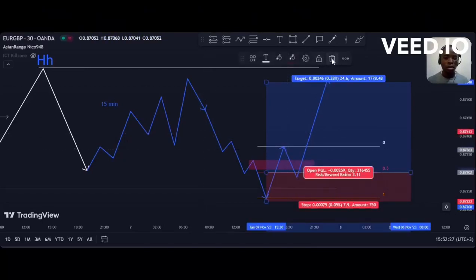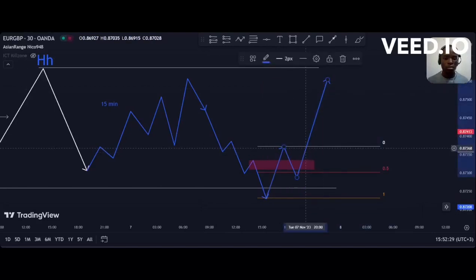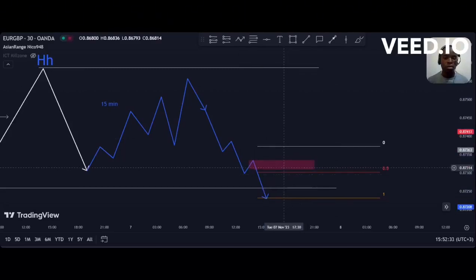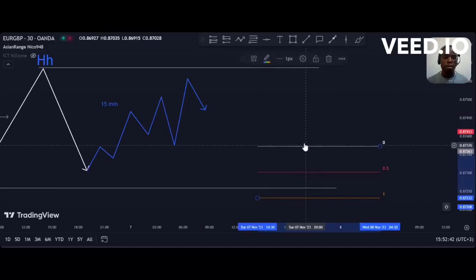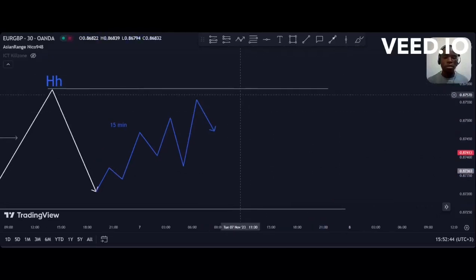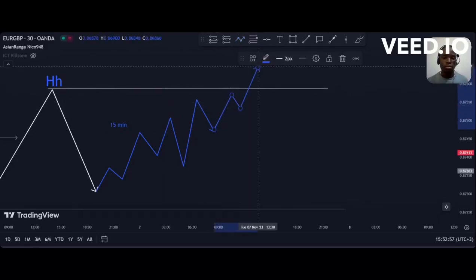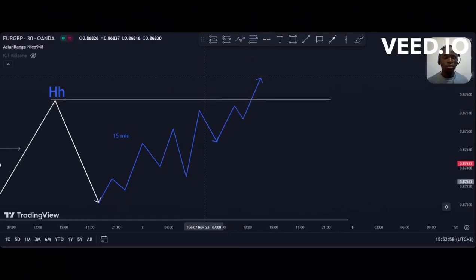So let's take a look at how we enter sales. Let me do this for the sake of beginners. For sales, I said we want to see this previous higher high being broken. There we go, it has been broken.